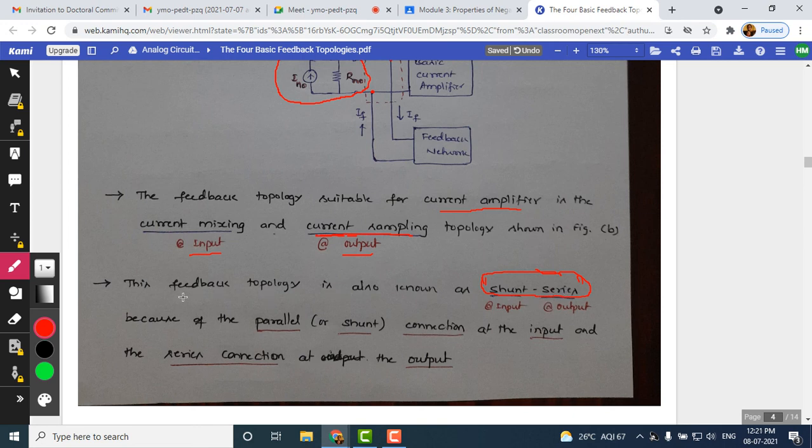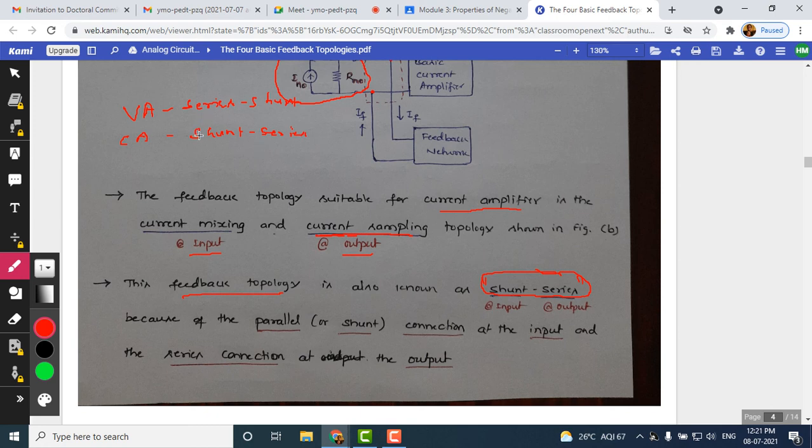The type of feedback topology that is suitable for a current amplifier is the shunt series feedback topology, because of the parallel connection at the input, which is called a shunt connection, and the series connection at the output. So these technical words you should remember. Previously we gave the series shunt kind of feedback topology for the voltage amplifier. You can remember it shortly: for the voltage amplifier the name is series shunt. For the current amplifier it is just the opposite, it is shunt at the input and series at the output.